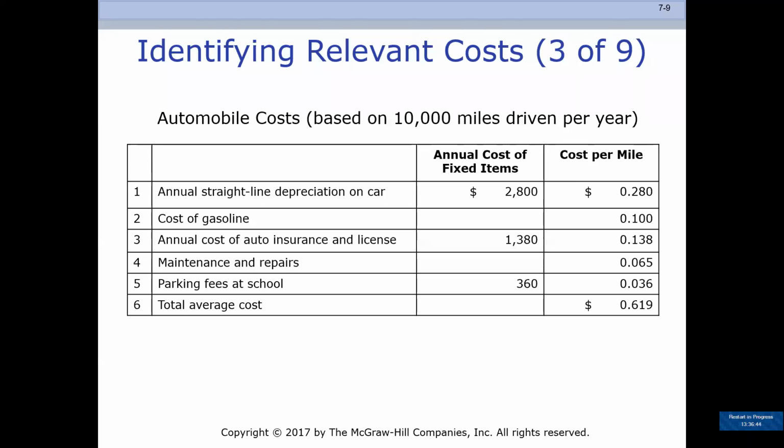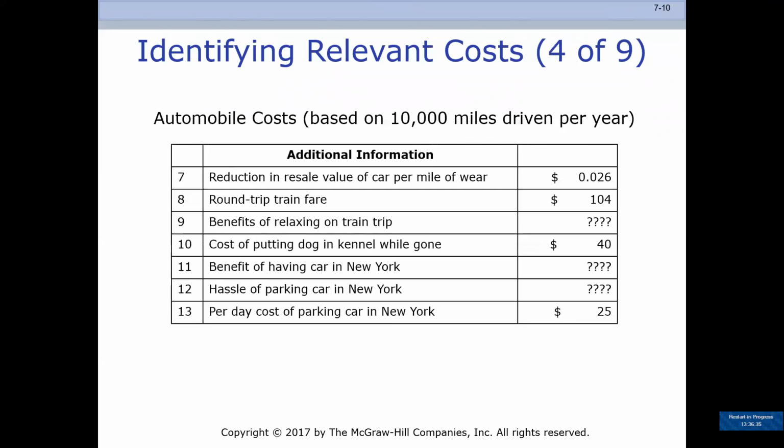The thing is, some of these costs are not relevant, and we've already sort of discussed which costs those are. And then we add this other layer of information that she might take the train instead. And here's some additional information. Number 7, reduction in the resale value of the car. Every mile you drive it, the resale value drops by 2.6 cents. So if she takes it from point A to point B, she's going to lose that way. That's a real cost.